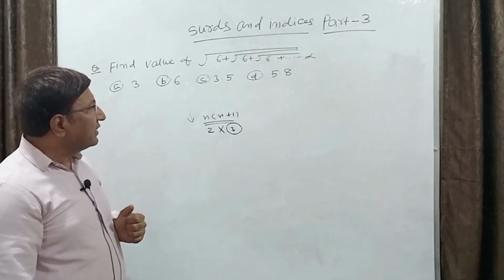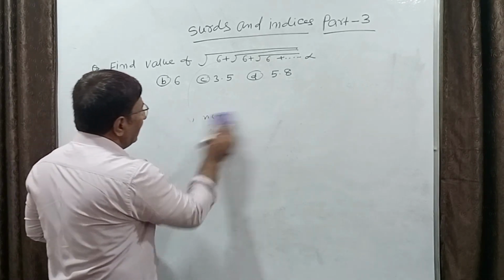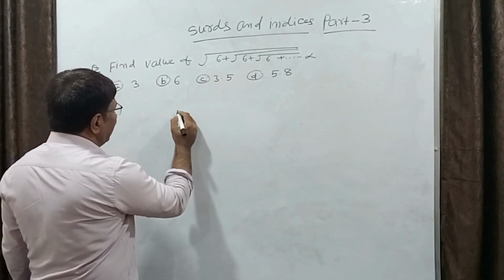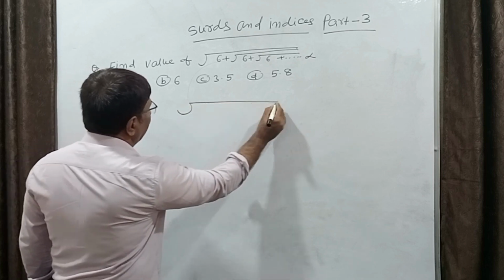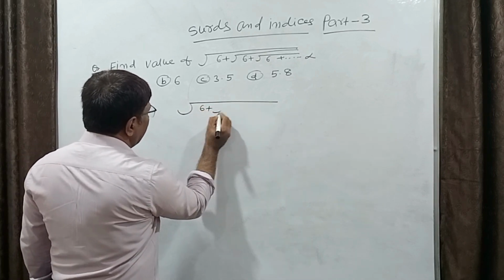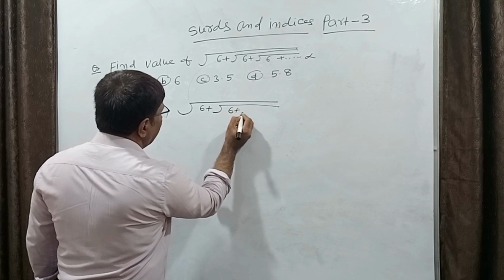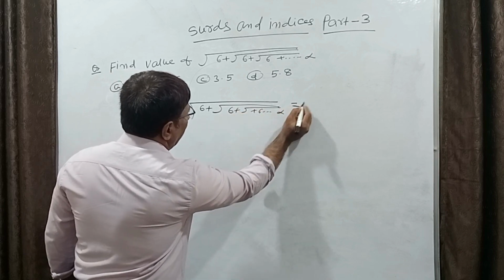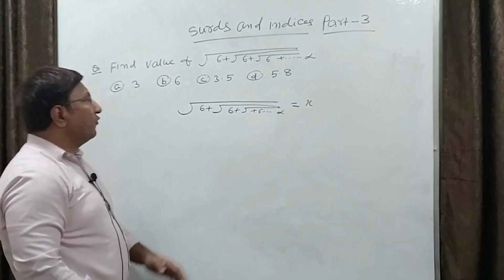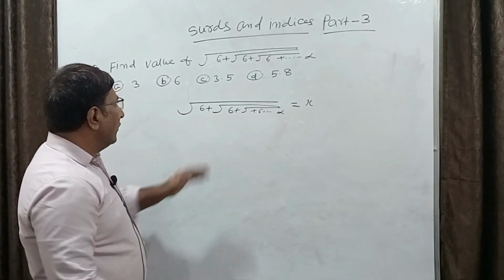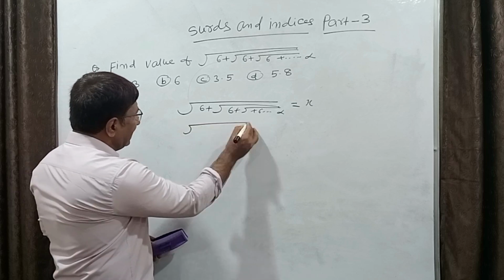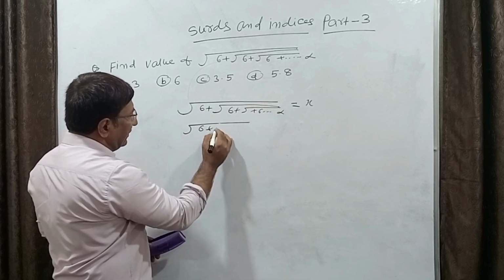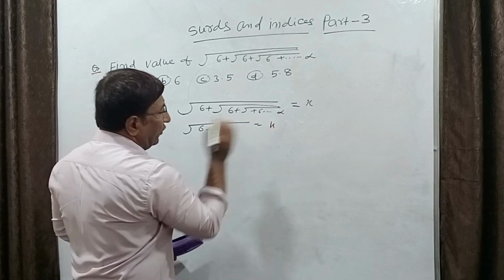So what is the basic method for this question? Suppose this number is given, we have to find its value. So this is root 6 plus root 6 plus, up to infinity. Suppose this equals X. We have to find the value of X. So we can write this as root of 6 plus, and again this portion is just like this, so this is also X.